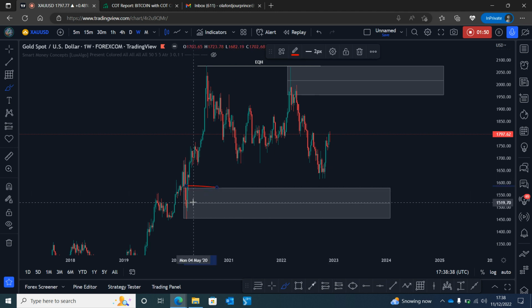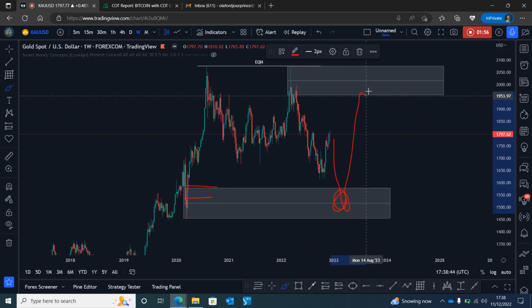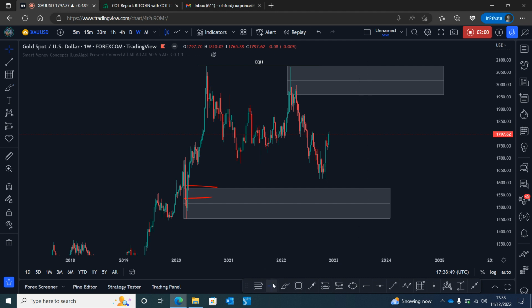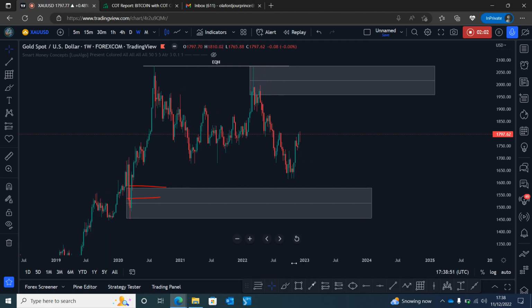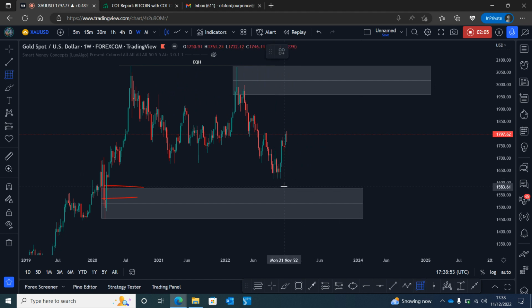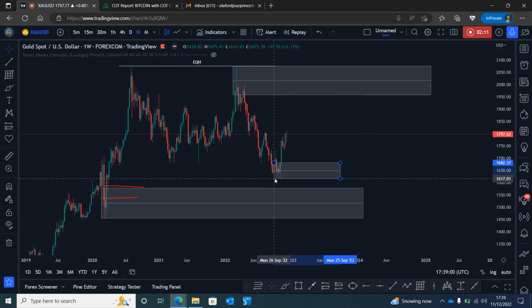So as we can see, we have what we call liquidity that's laid here that needs to be filled up. Therefore, if price decides to come down, price will come here, fill up liquidity, and go up and fill up the liquidity here. So it goes both ways, as we can see here. So we have another liquidity here, another order block. It's this one here, as we can see.